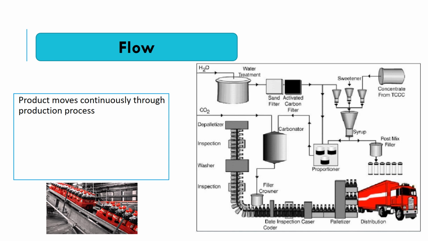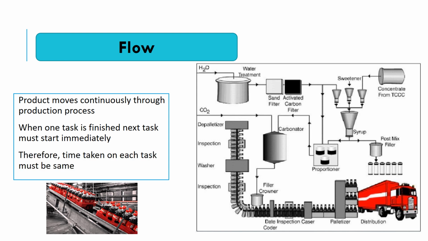What do they have in common? The product moves continuously through the production process. When one task is finished, the next task starts immediately, and so the time taken on each task must be roughly similar, so there's no bottlenecks in the flow.